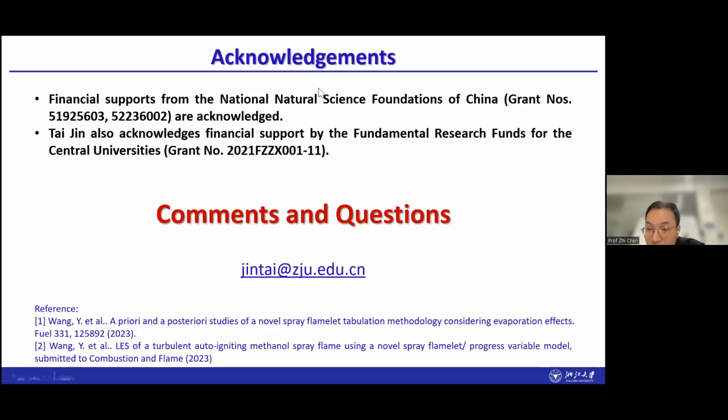Let me ask a question first. I think this is a substantial improvement over the existing flamelet methods or chemistry tabulation methods for spray combustion. My question is, for the parameters you need for this new spray flamelet model, how can you comment on the generalizability of those parameters if you go to a different configuration or boundary conditions?